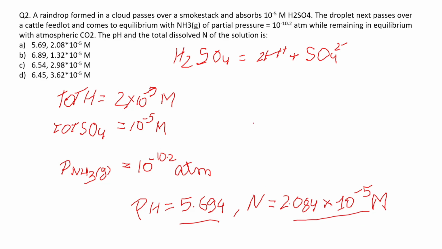Also, I would like to mention that we have taken the component NH4 plus and we are reporting it as the total dissolved nitrogen because we can see that NH4 plus has 1 mole of nitrogen per mole of ammonium. So the concentration of ammonium in moles will be equal to the concentration of the nitrogen. So the concentration of nitrogen will be this. So let's see which is the correct option. A is the correct option, that is pH is 5.69, and concentration of total dissolved nitrogen is 2.08 into 10 to the power minus 5. So let's save it. Let's move to the next question.